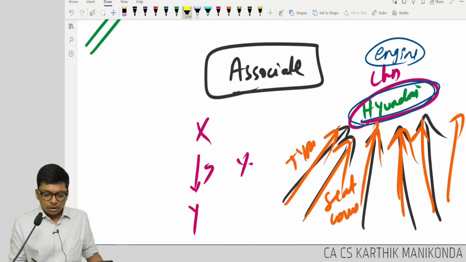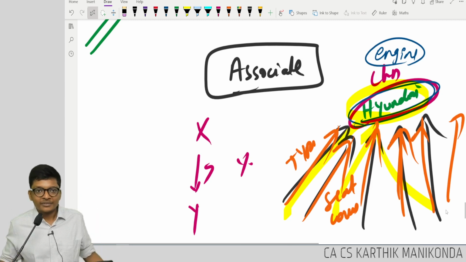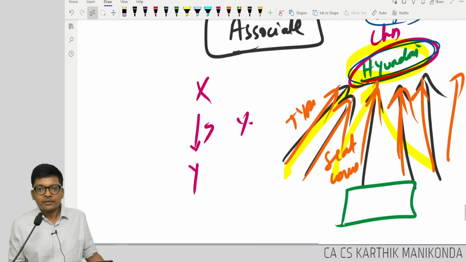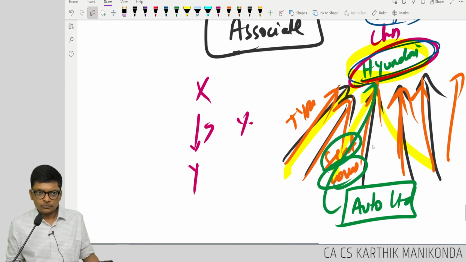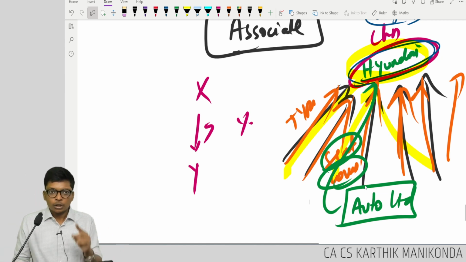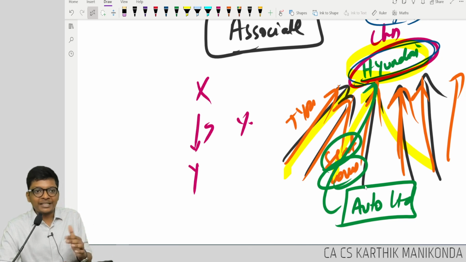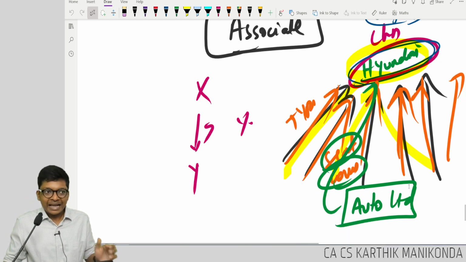So, can Hyundai just leave it like that or have an eye on those people? Let's say, for example, this entity, we will call it Auto Limited, is supplying seat covers to Hyundai. Okay. Now, every seat cover of every car should be same. So, can Hyundai just trust Auto Limited and leave it, or should Hyundai have an eye on Auto Limited?